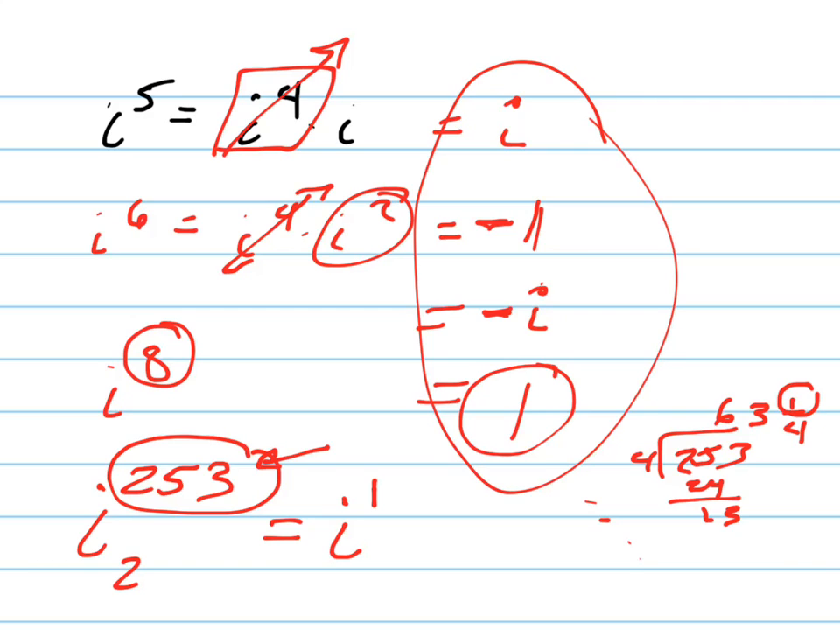Because i to the 252nd, 252 is a multiple of 4. And each one of those 63 i to the 4th is going to turn into just a 1. And what you're going to have left over is just i. It's not always that complicated, but that's a good thing to know in the eventuality you have to do it. So let's do a couple problems with operations with i.